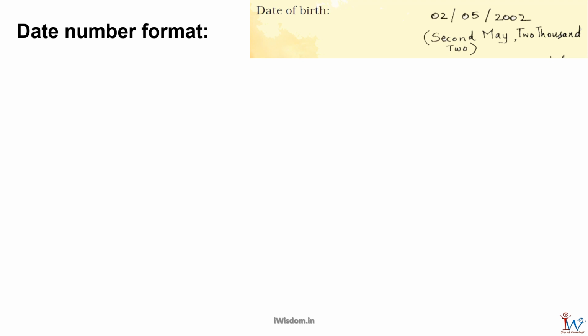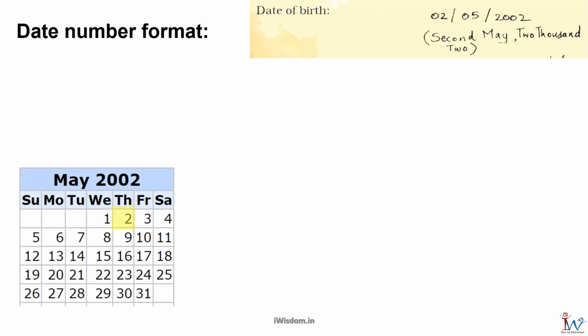We notice the date of birth, the 2nd of May 2002, was written in number form as well in the birth certificate. It is important to understand and learn this, as in most places the date is written this way. Let's look at the calendar of May 2002, where the 2nd of May is marked.